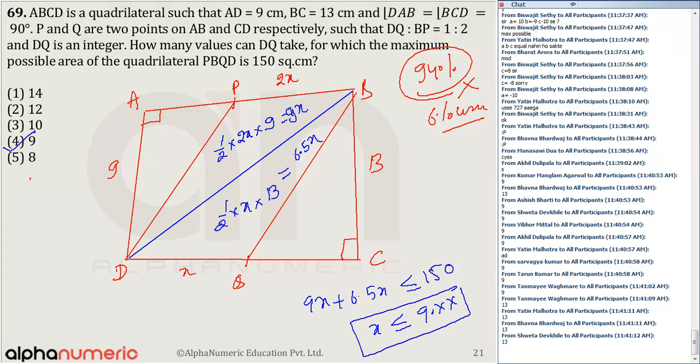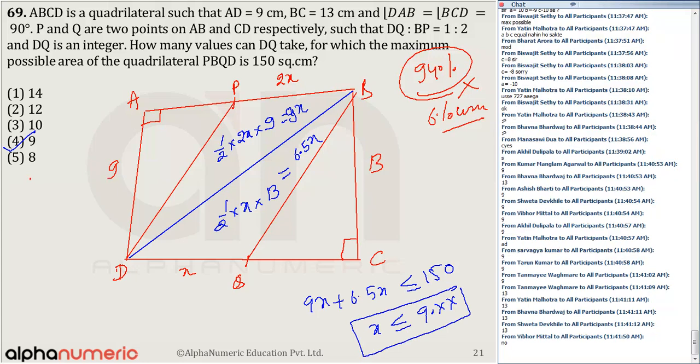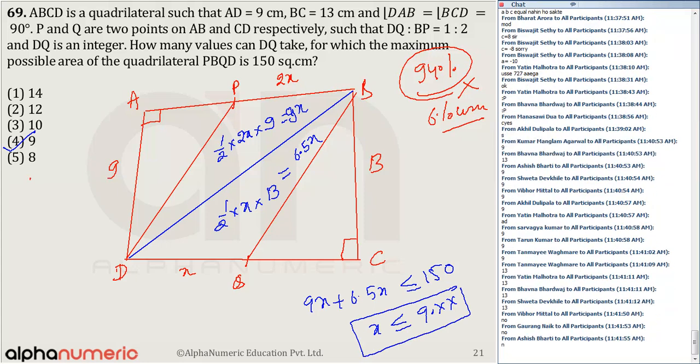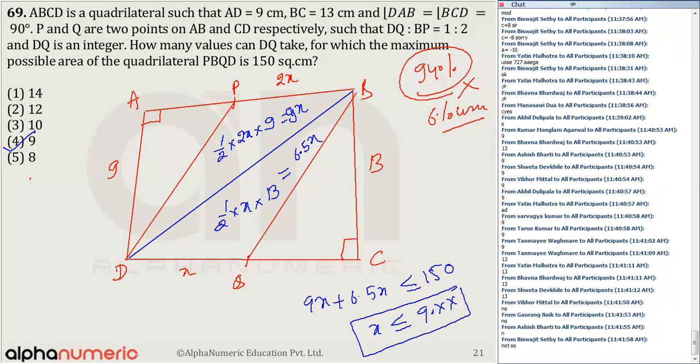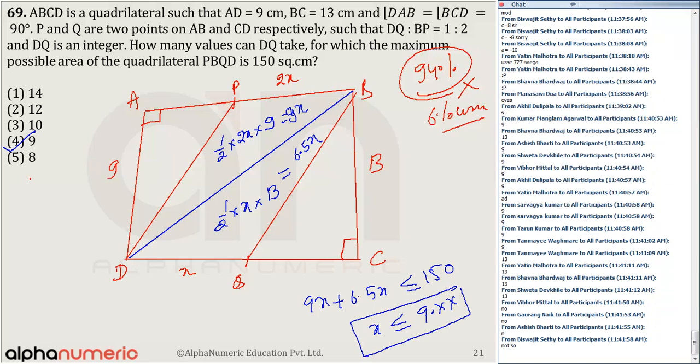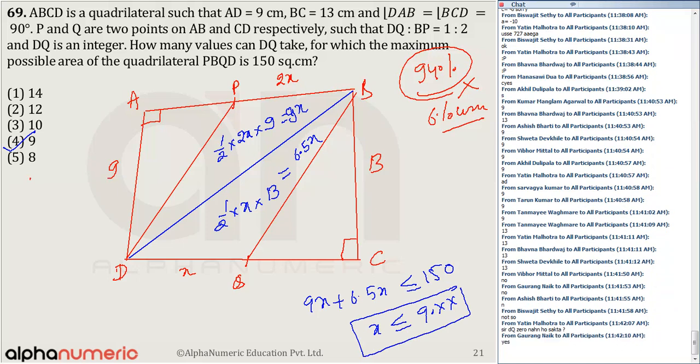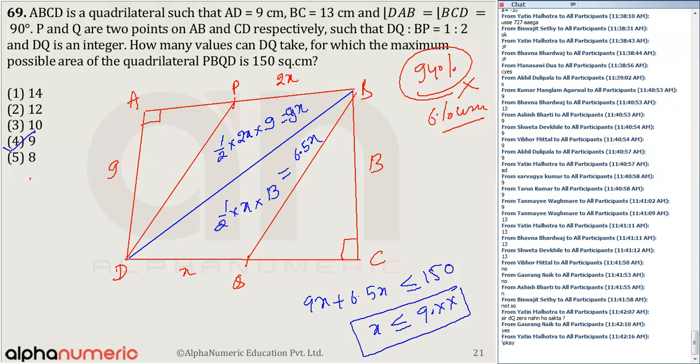Ab batao, kya ye difficult tha? Ki 100% of you have got it wrong or not attempted. Was it difficult? So, fir. There are a lot of questions from the geometry. Should I move ahead now? DQ 0 nahi ho sakta, nahi, 0 nahi hoga. ये क्वाड्रिलेटरल नहीं रहेगा.